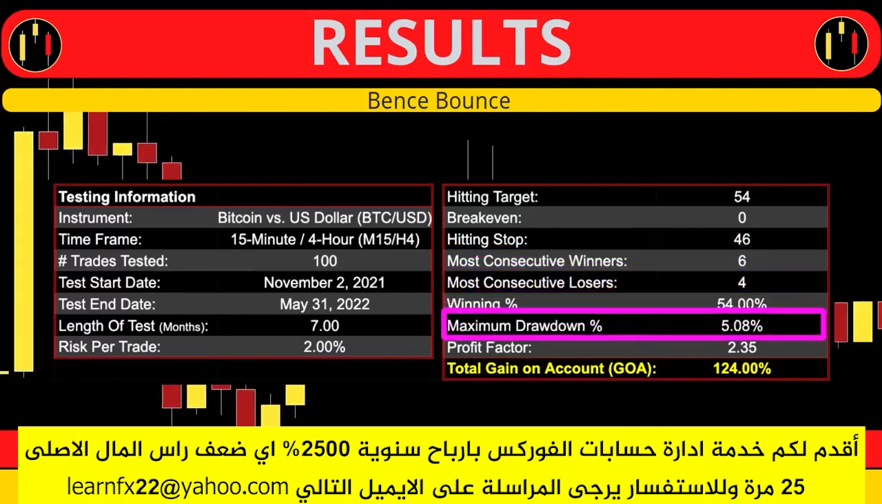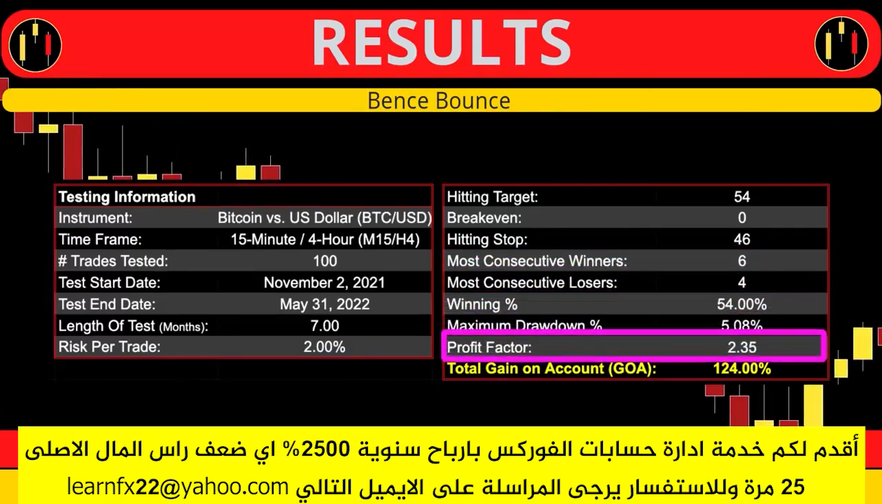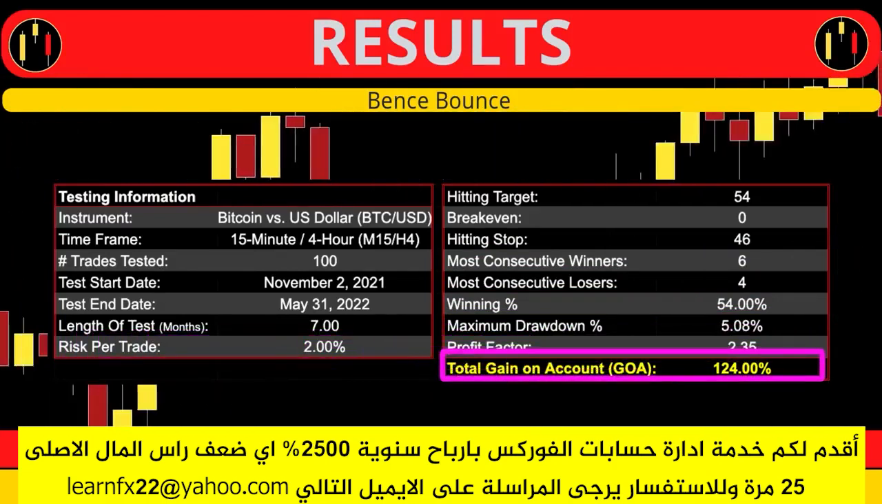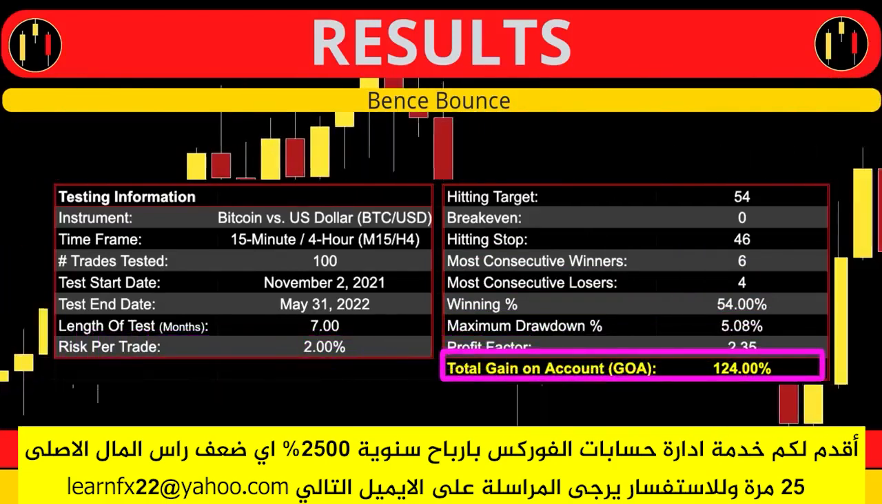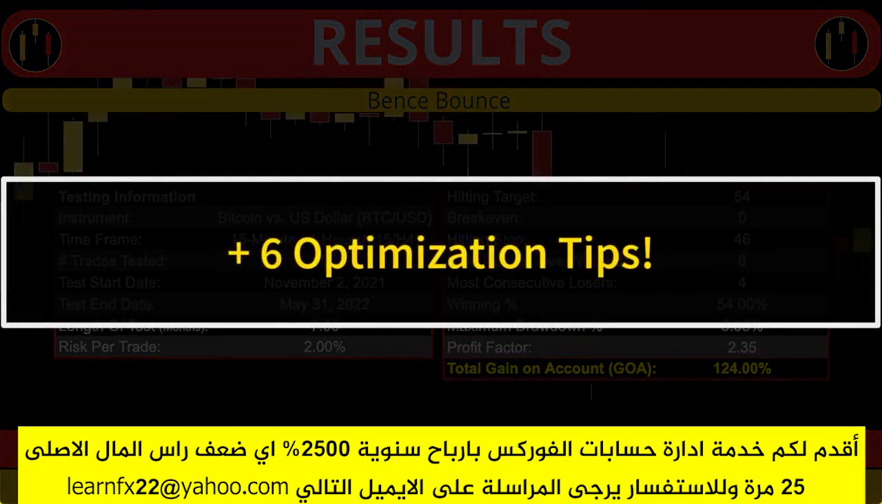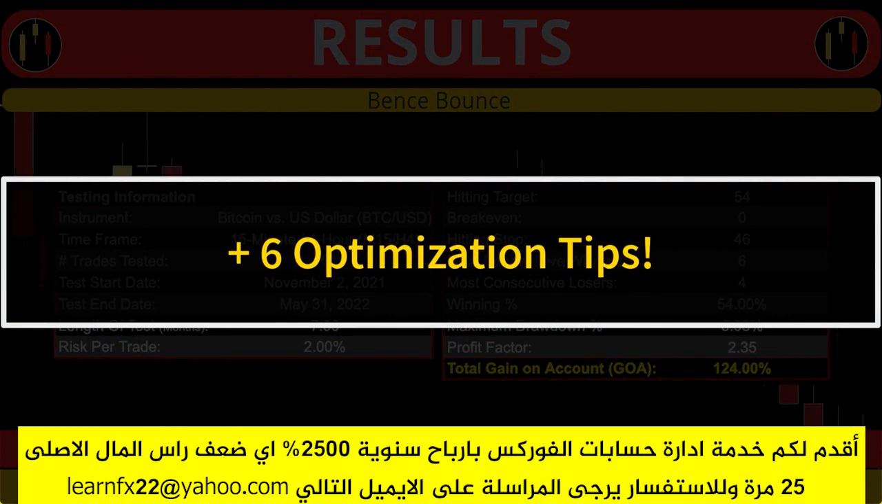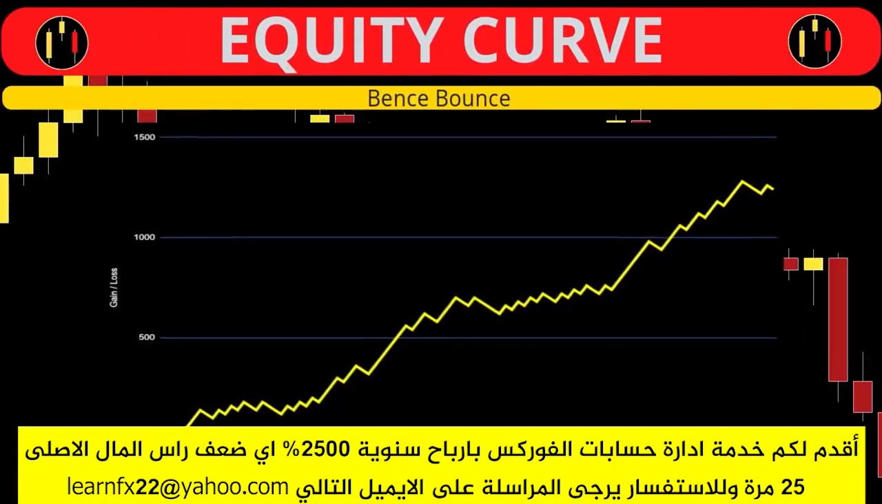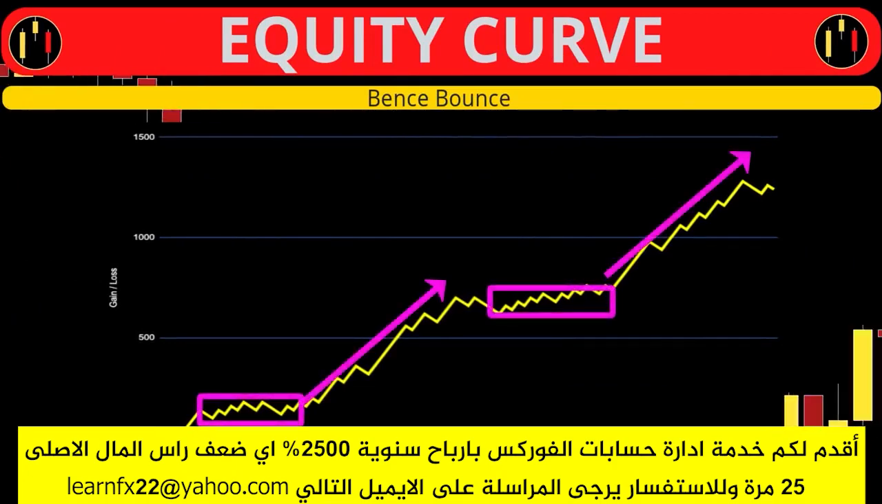The maximum drawdown was 5% and the profit factor was an impressive 2.35. Risking 2% per trade, the total gain on account was 124% minus fees and spreads. And I have some additional ideas on how to further optimize this particular trading system. The equity curve here is very impulsive with only 2 areas of consolidation.